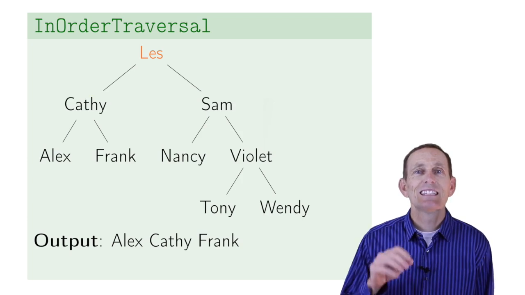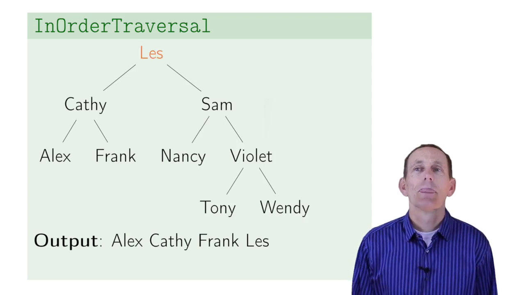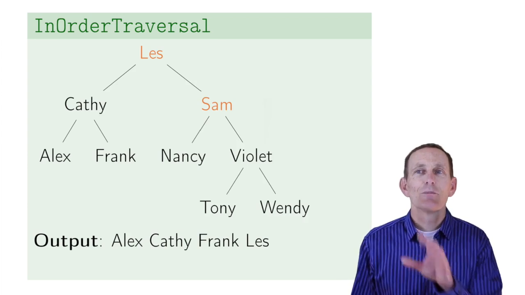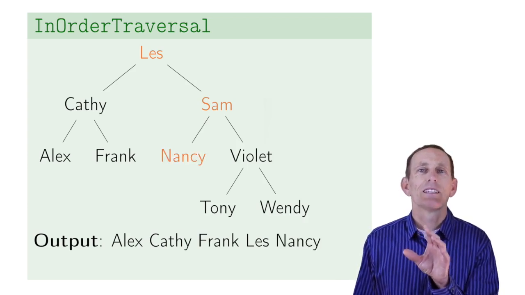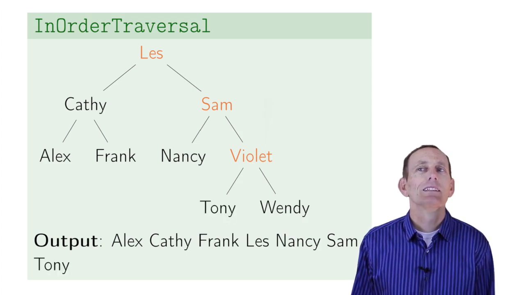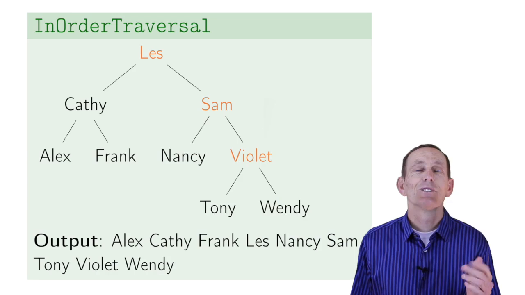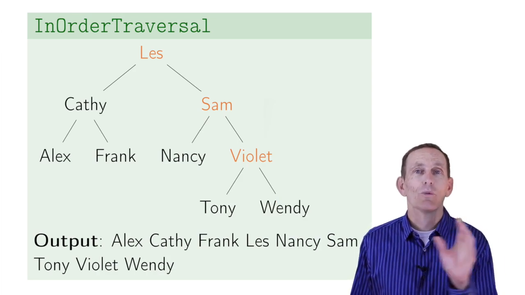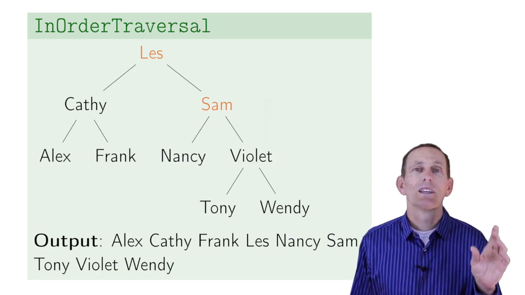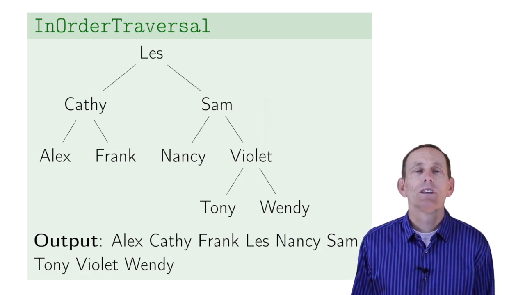We completed Les's left subtree, so we're now going to print Les and then traverse Les's right subtree. So that is Sam. Traverse its left subtree, which is Nancy, print it out. Go back to Sam. We've completed Sam's left subtree, so we print Sam. And then go ahead and do Sam's right subtree, which is Violet, which will end up printing Tony, Violet, and then Wendy. We're completed with Wendy. We go back to Violet. We've completed her right subtree. So we go back to Sam, completed his right subtree, go back to Les, completed his right subtree, and we're done. So we see we get the elements out in sorted order.